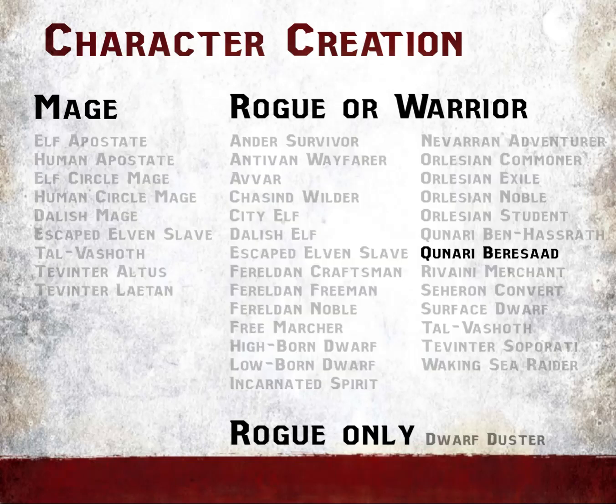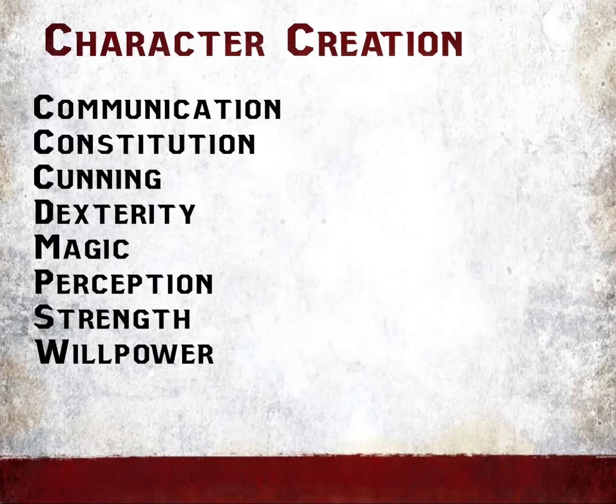Let's say you want to create a Qunari Beresaad warrior. What will you need next? Next would be to determine your base stats. In the Dragon Age video games, these are called attributes, but here in the pen and paper RPG they are called abilities. You get the same 6 from the video games: Constitution, Cunning, Dexterity, Magic, Strength and Willpower, and 2 additional ones: Communication and Perception.